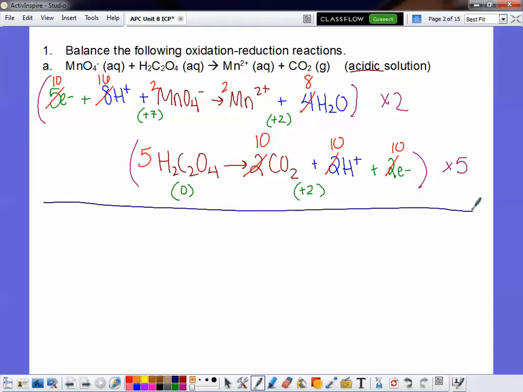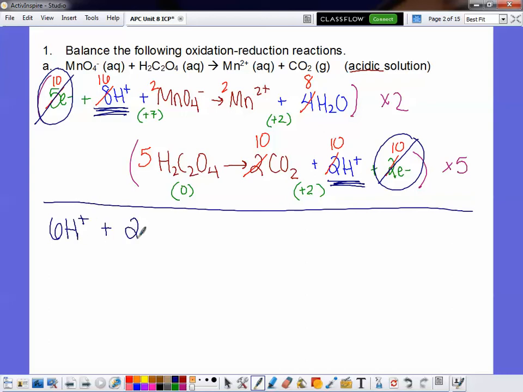For example, the electrons will cancel. I have 10 electrons here and 10 electrons here that are going to cancel out. Also, I have 16 H pluses on the left and 10 on the right, so my net will be 6 H pluses on the left. Okay? Nothing else is going to cancel out.